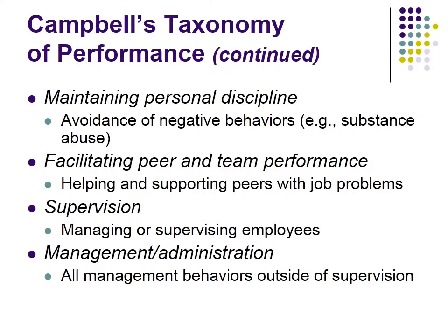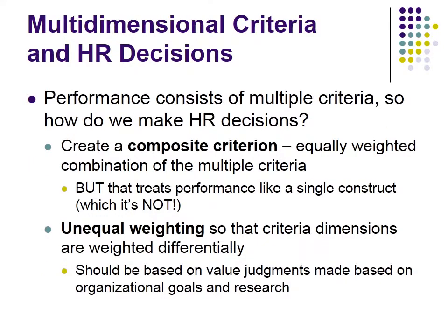So of these 8, what Campbell suggests is first you need to decide which of the 8 should be measured, depending on the job that you're trying to actually measure, and then how you actually measure those traits. Again, we were talking about this idea of a multidimensional criteria, and Campbell's taxonomy is an example of a multidimensional criteria.